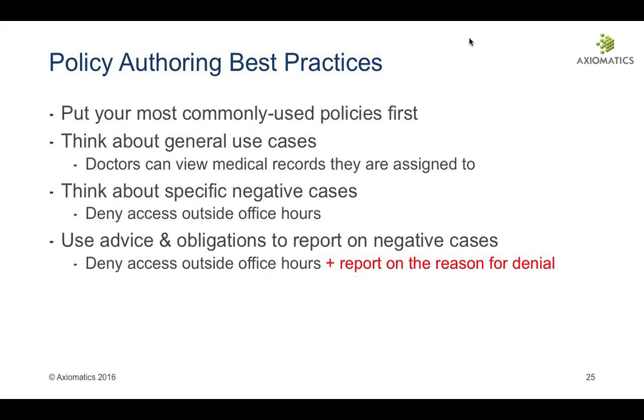So one thing we've noticed is that in authorization systems, it can be quite frustrating not to know why you're getting access denied. With ALFA, with XACML, you can actually return the reason for denial, and then people will know what to do in order to get access.